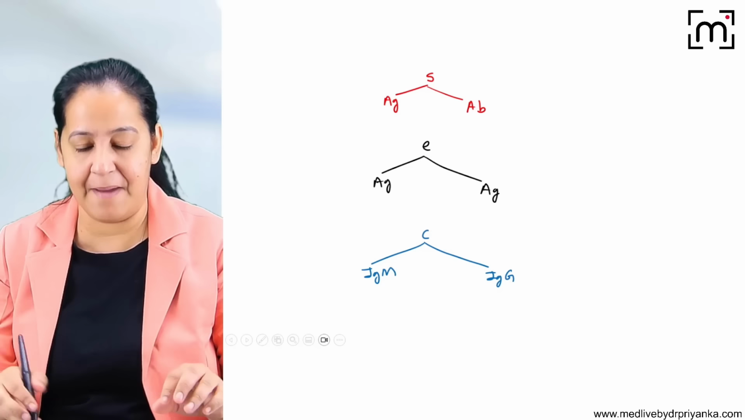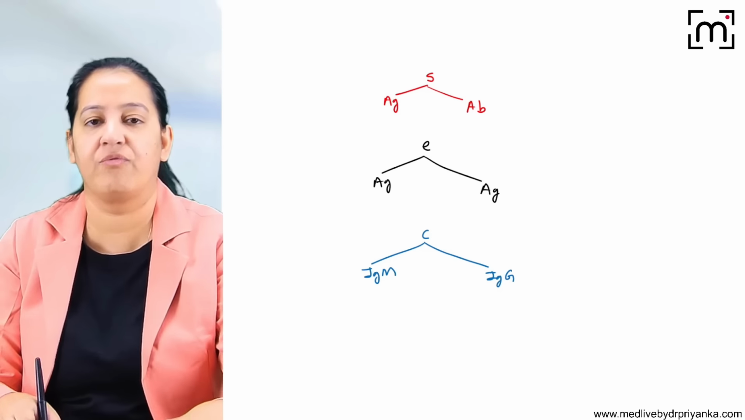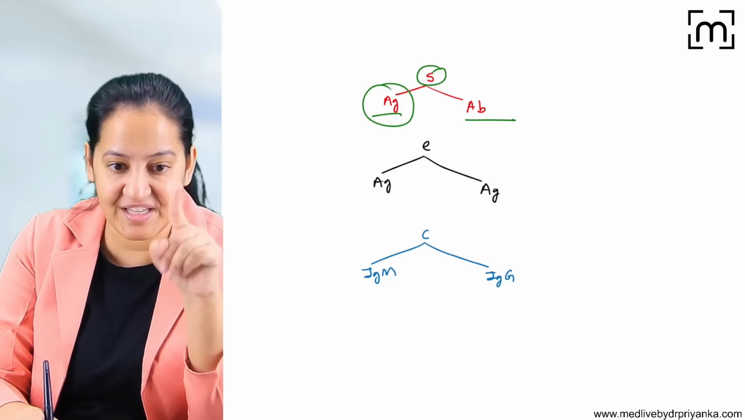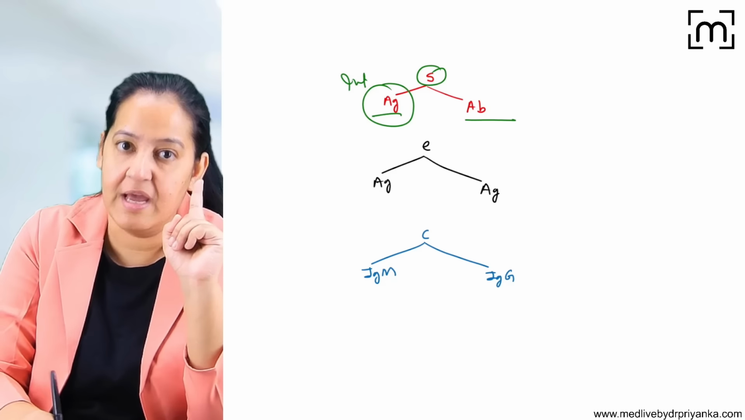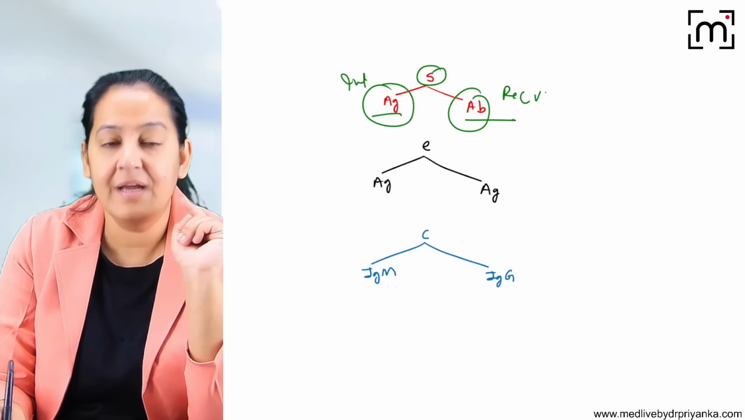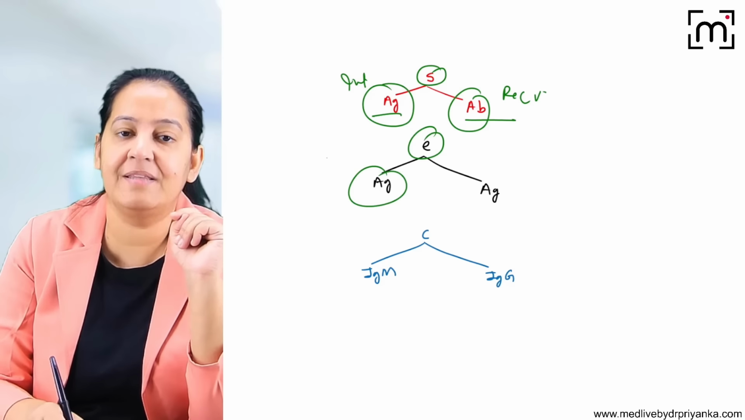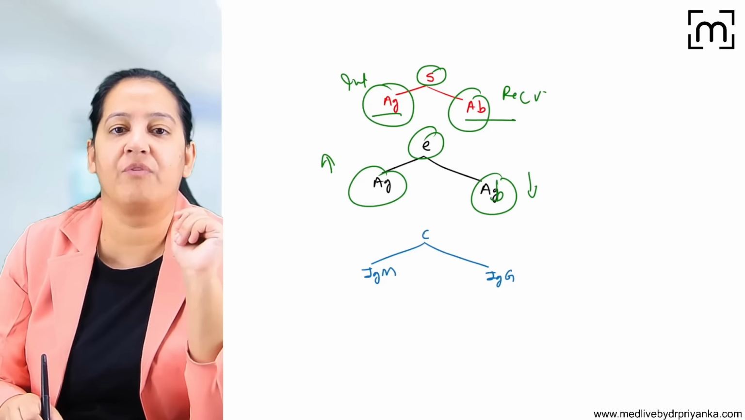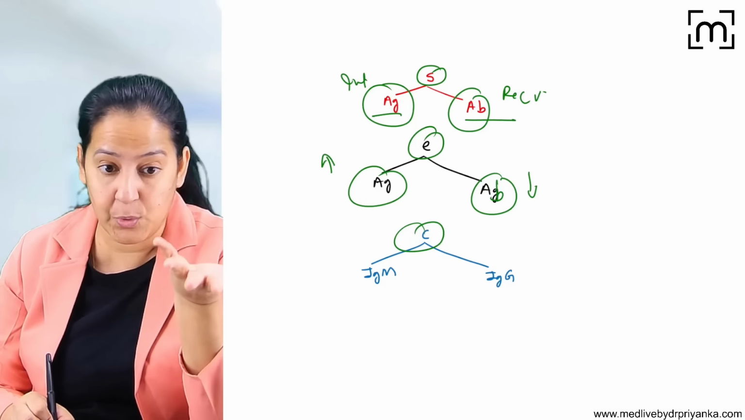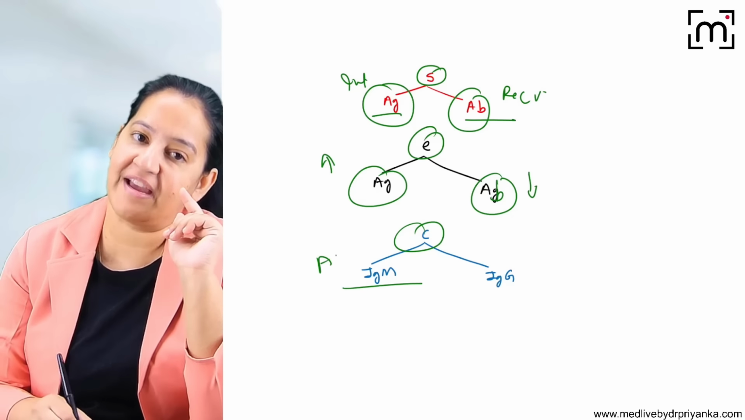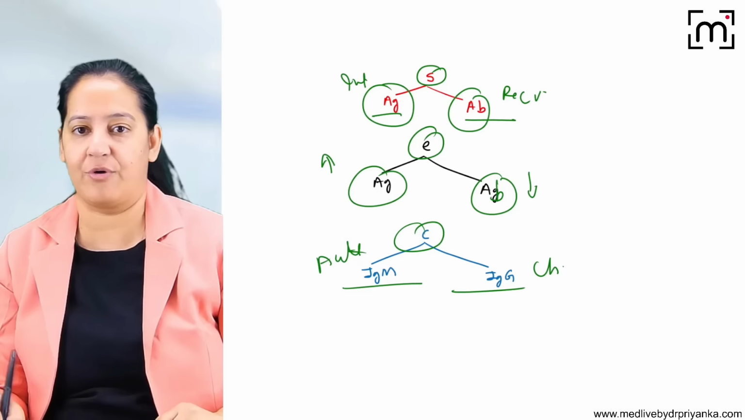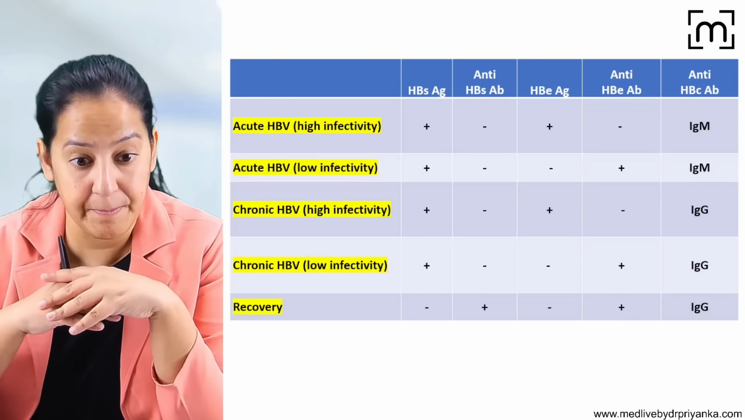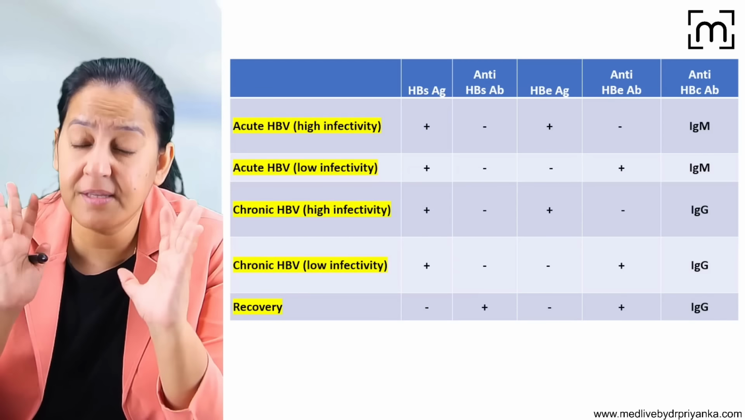Now the sequence, the approach: look for S. First look for S, whether antigen is present or antibody. If antigen is there, the person has the infection. If antibody is there, the person has recovered. Then look for E. If antigen is present, the person has high infectivity. If antibody is there, the person has low infectivity. Then look for C. C has only antibodies, no antigen. If IgM is there, the person has acute infection. If IgG is there, the person has chronic infection. So this is the sequence we look for. Whenever you have a serological marker report of any patient in your hand, this is how we interpret.